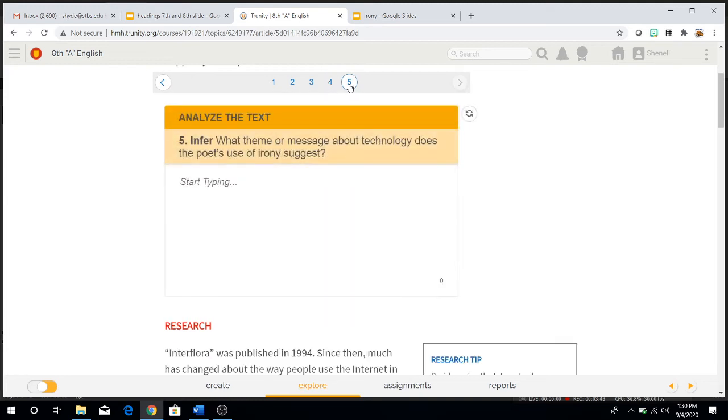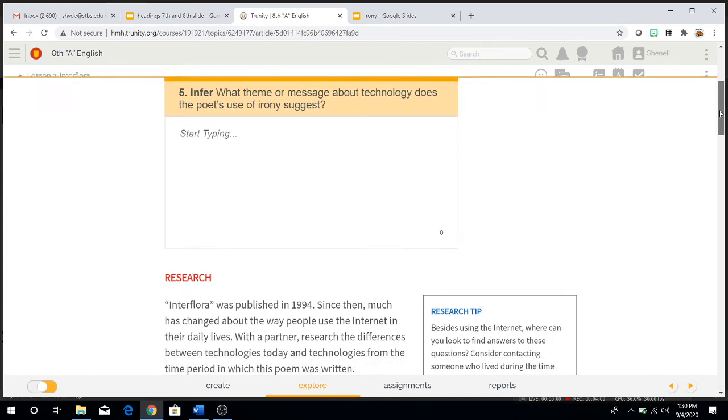And 5, infer. What theme or message about technology does the poet's use of irony suggest? Remember what theme is, guys. It's the message that the writer is trying to convey to us, trying to demonstrate to us. It's not the main idea. Don't confuse the two. We have a research activity here at the bottom.